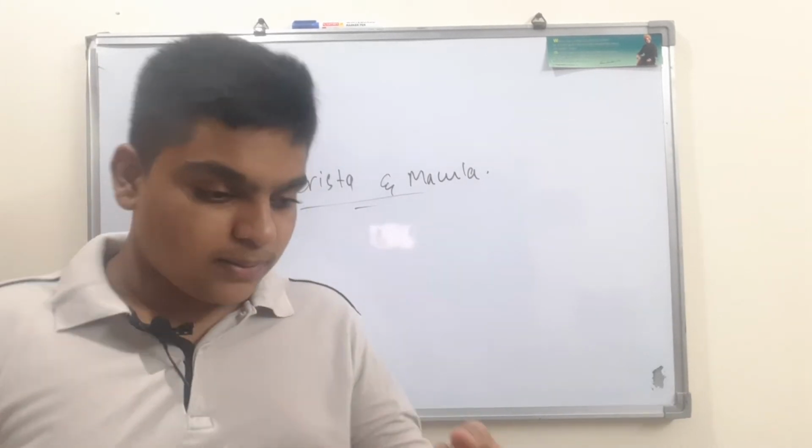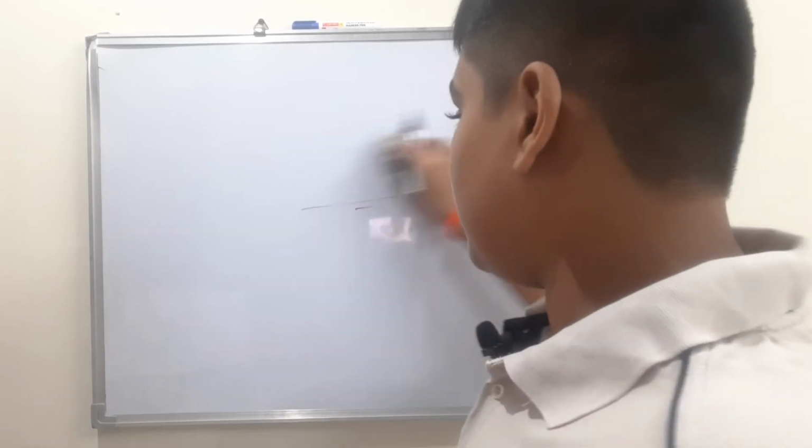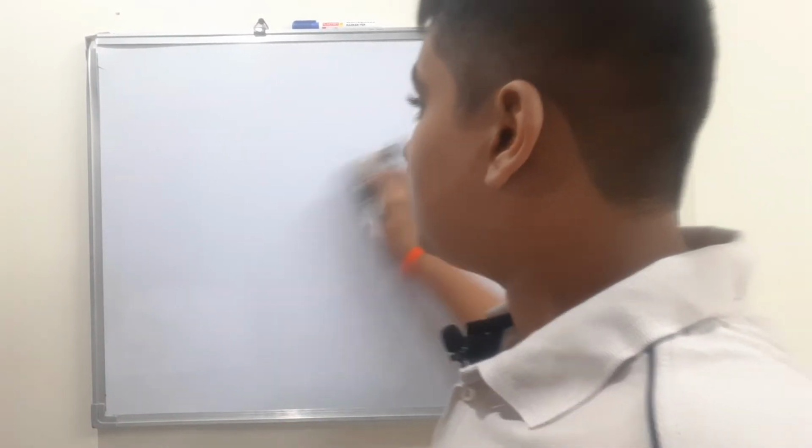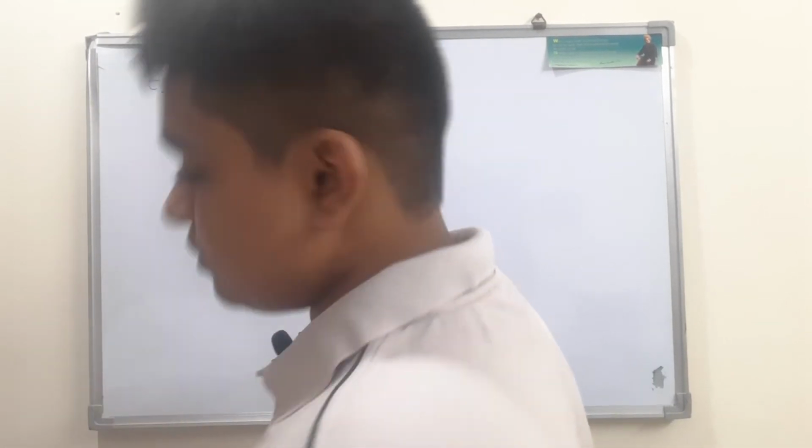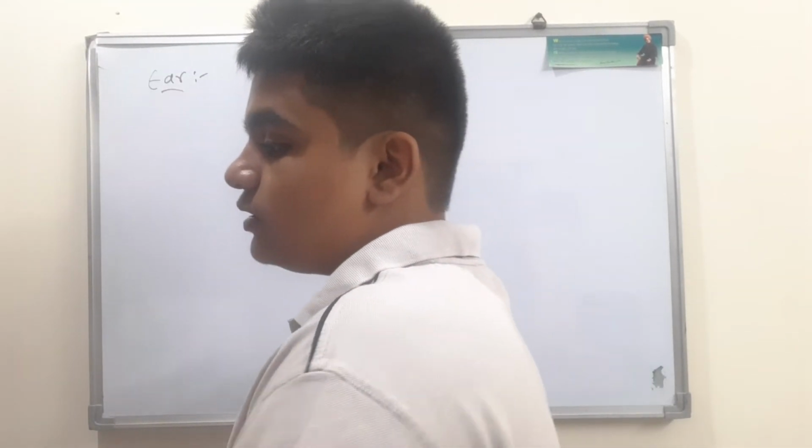Now we will be talking about outer ear. In the next video we will be talking about the middle ear and inner ear. Okay, first of all, let's start. Put the side heading ear. Close the chapter of eye. Put the side heading here, ear.